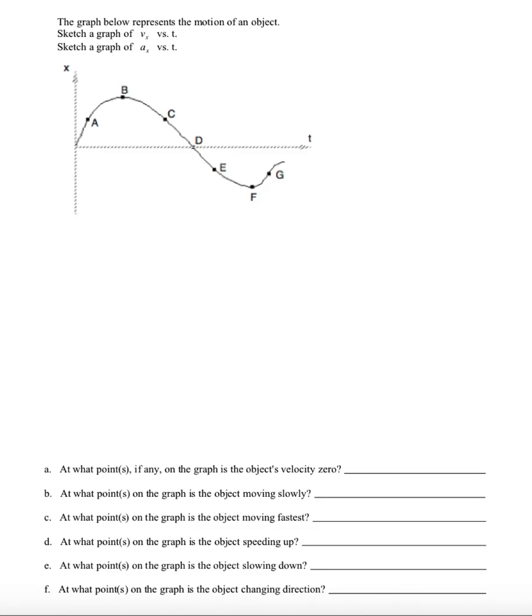Pictured below is a position versus time graph for a moving object. I'm going to answer the questions below, and I'll see if I can sketch a rough graph of the velocity versus time and the acceleration versus time. So first of all, there are certain features that we look for in a curved motion graph to inform us about what is happening in the motion of the object.